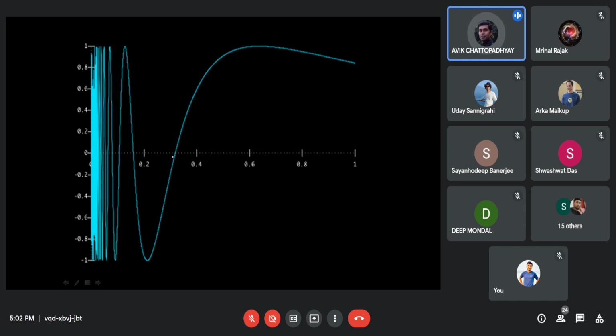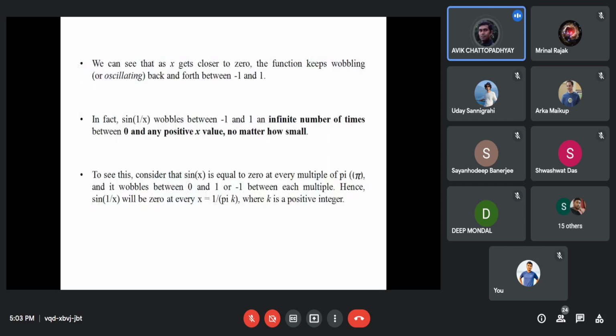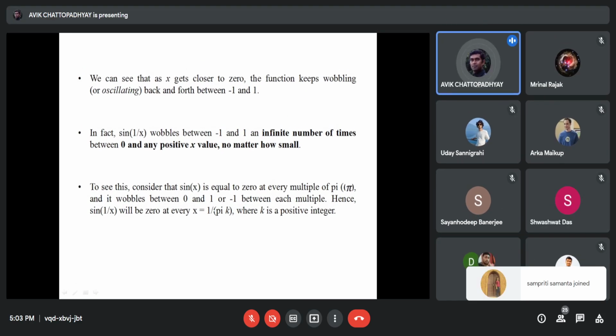Likewise, if you put the value of k equals 2, then you can find that it's 1 by 2 pi. That is, in general, 1 by k pi. And now you just see, as the value of k is increasing, because it is 1 by k pi. It is written over here, I'm just showing you. It is x equals 1 by k pi, where k is any positive integer. So as the value of k is increasing, because in general k goes to infinity.